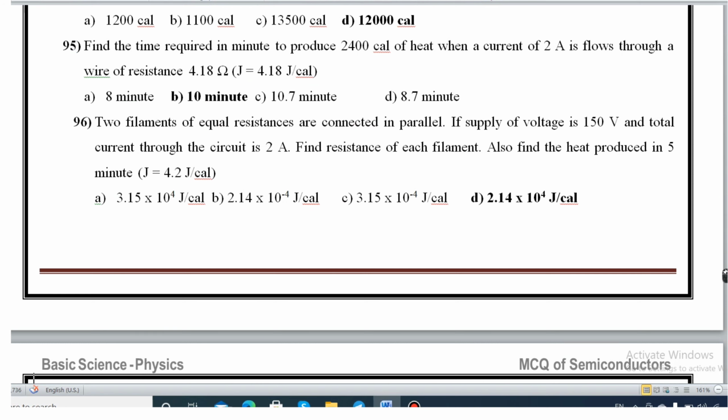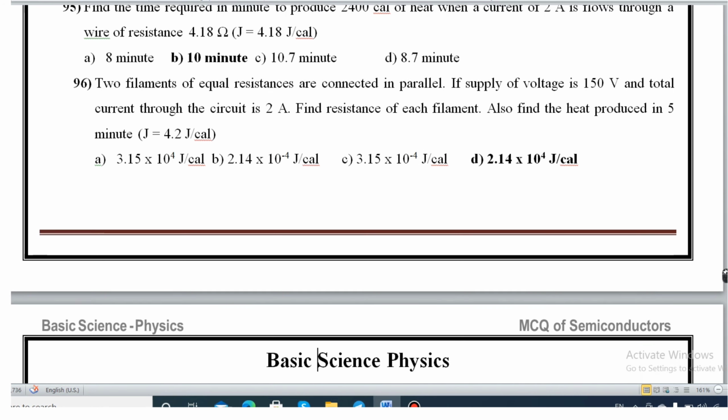Two filaments of resistance are connected in parallel. If the supply voltage is 150 volt and the total current through the circuit is 2 ampere, find the resistance of each filament. Also find the heat produced in 5 minutes. It is 2.14 into 10 raised to 4 joule per calorie.